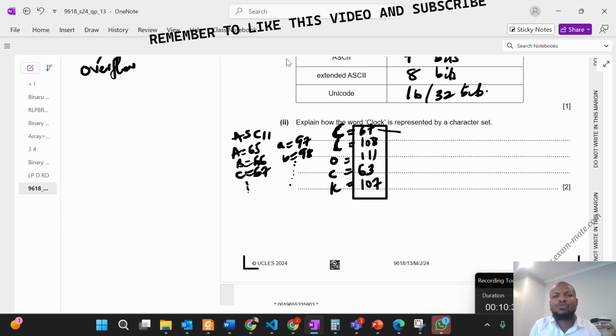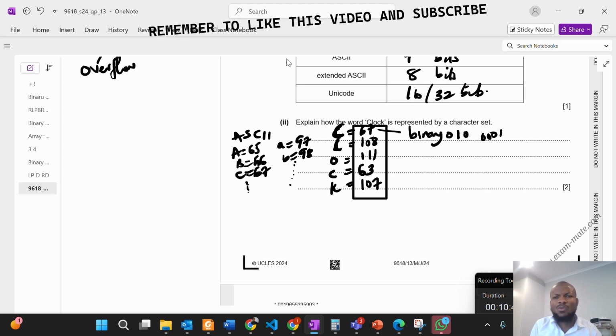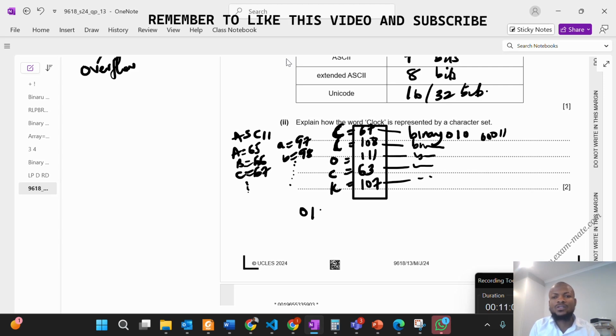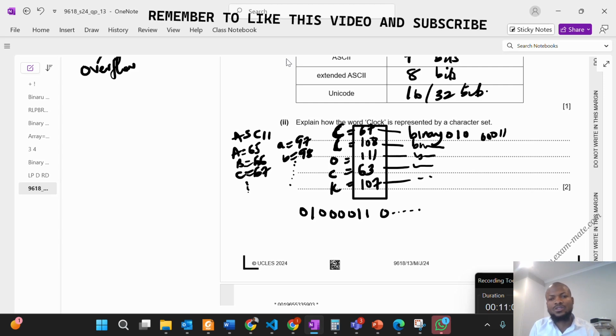Then each code is converted to its binary value. That is, 67 is converted to 0, 1, 0, 0, 0, 0, 1, 1. 108 is also converted to its binary. I hope you understand that. So each of them is now converted to its binary, and each binary is placed side by side in sequence. That is, the binary for 67 is 0, 1, 0, 0, 0, 0, 1, 1. The binary for L is also 0 something something, up to the binary value for 107. So all these are placed side by side in sequence.